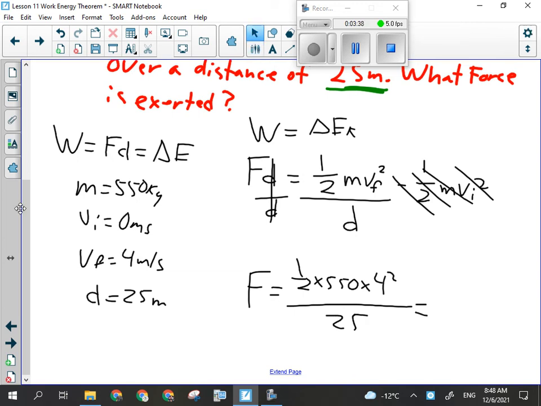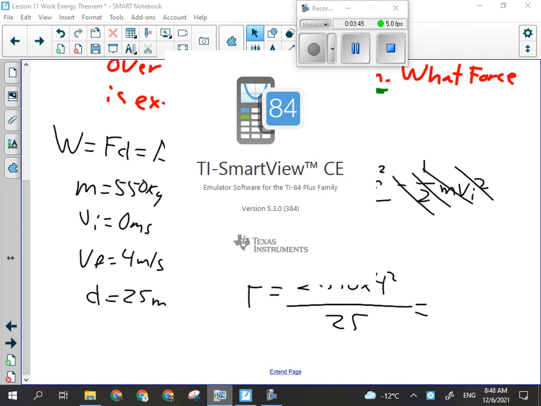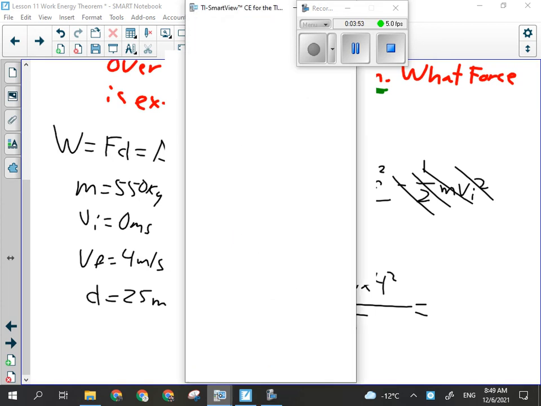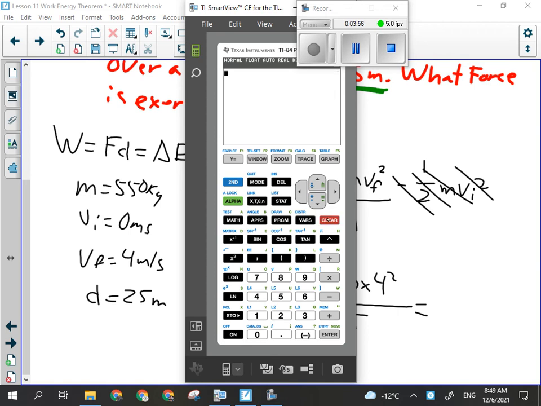Okay. Everybody with me so far? Sorry, I should have fired up my calculator previous to this. Okay, so 0.5 times 550 times 16, because that's 4 squared, okay, divided by 25. So, we're going to use 176 newtons worth of force.